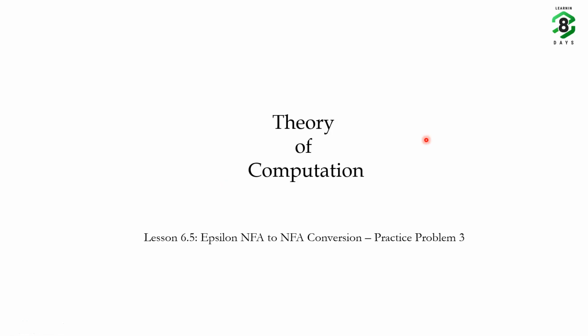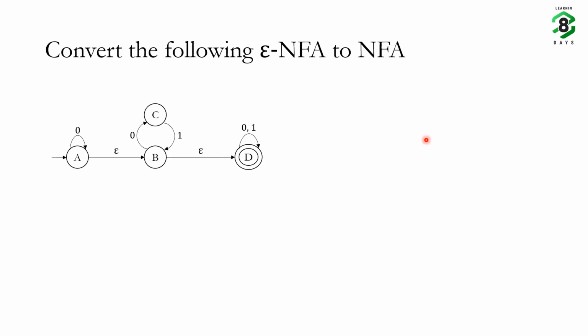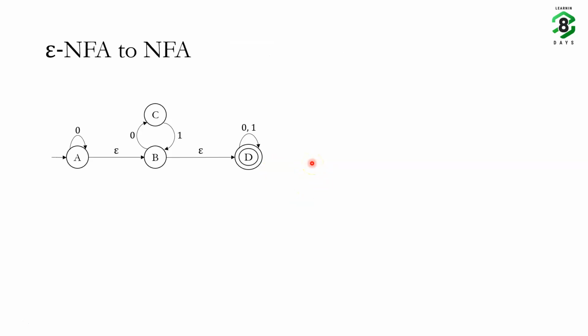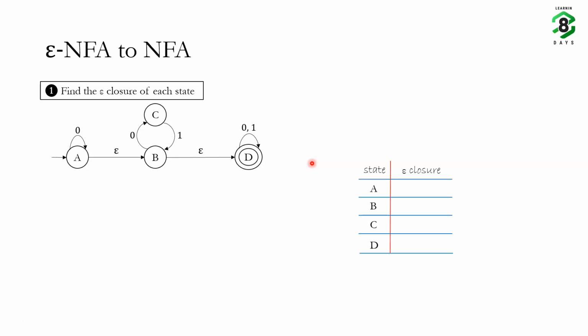In this class, we are going to solve a problem for converting an Epsilon NFA to its equivalent NFA. So let's say this is the Epsilon NFA that we have been given, and we have to convert it to its corresponding NFA. So as before, we start by finding the Epsilon closure of each state. That means we have to find out the Epsilon closures of state A, B, C and D.